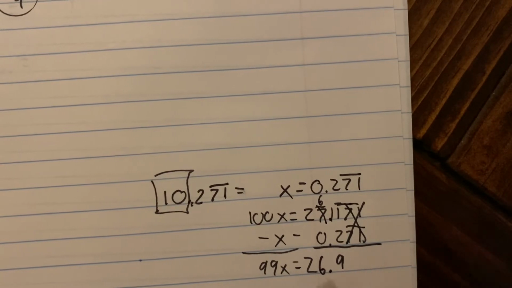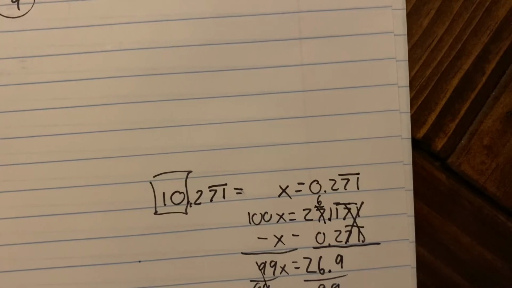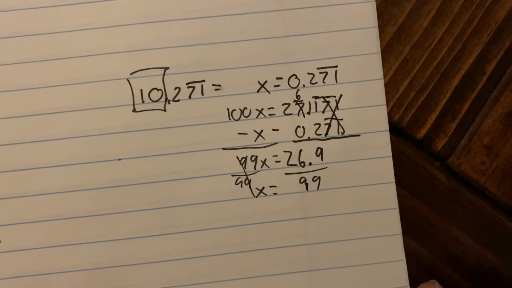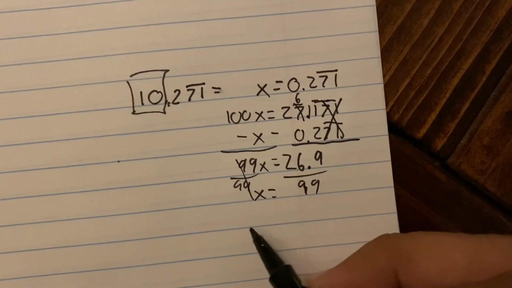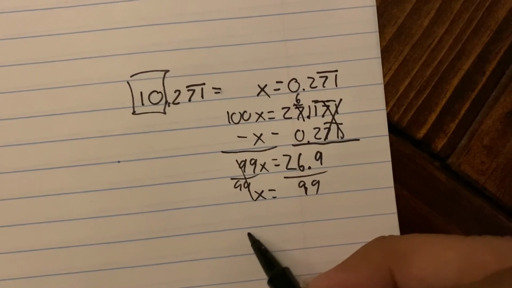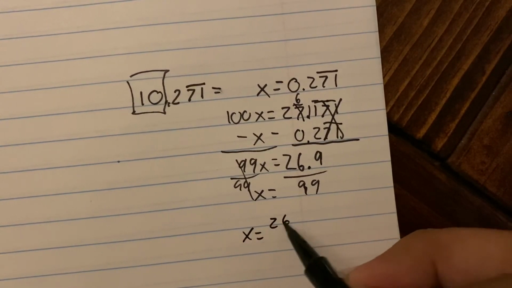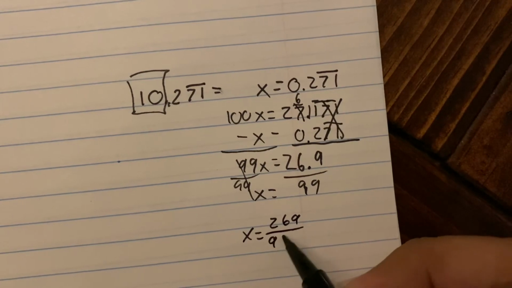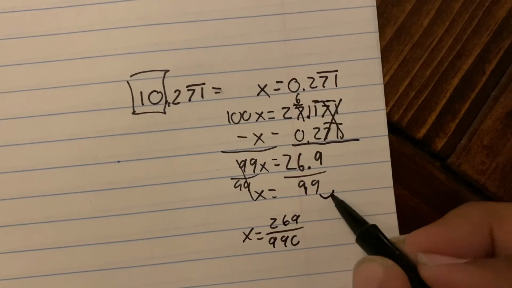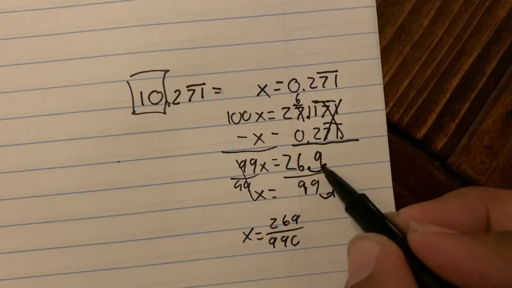We're going to move them both to the other side. So x equals, divide by 99, divide by 99. Now we're done. x equals 26.9 over 99. But again, I don't like decimal points in my fractions, so we're going to move this a little bit more, and we're going to be left with x equals 269 over 990, because I moved this decimal point over, and I moved this decimal point over.